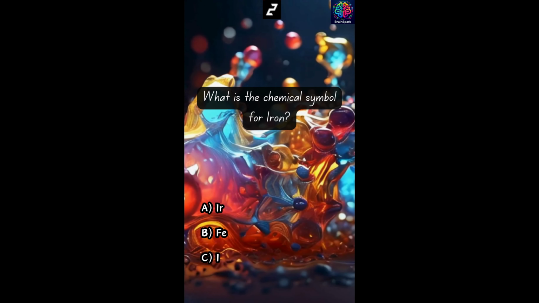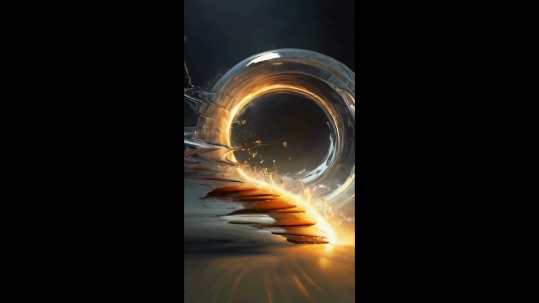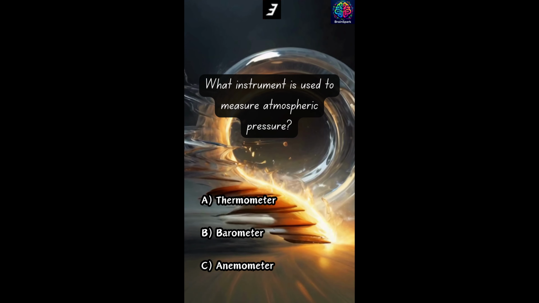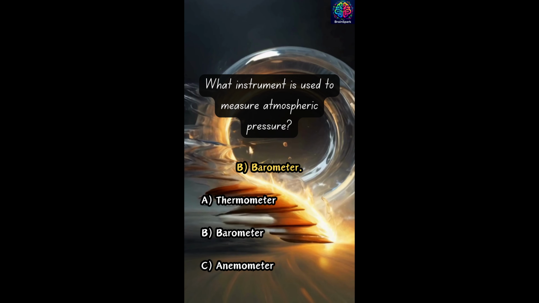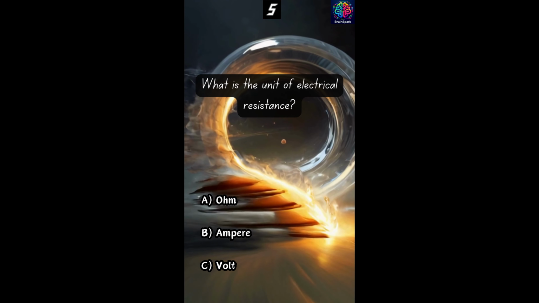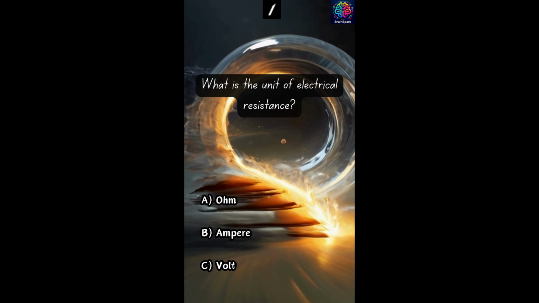What is the chemical symbol for iron? B. Fe. What instrument is used to measure atmospheric pressure? B. Barometer. What is the unit of electrical resistance? A.